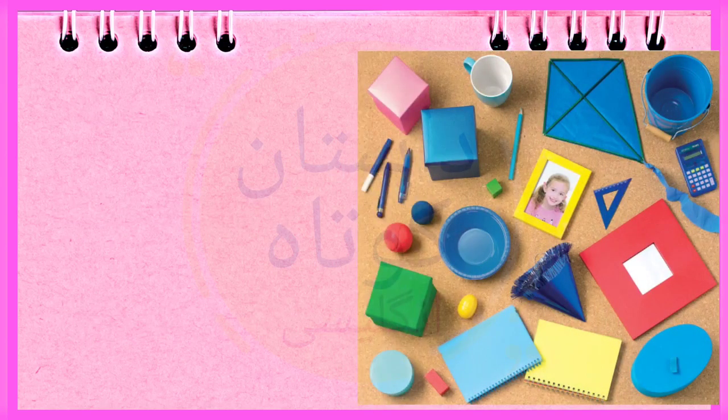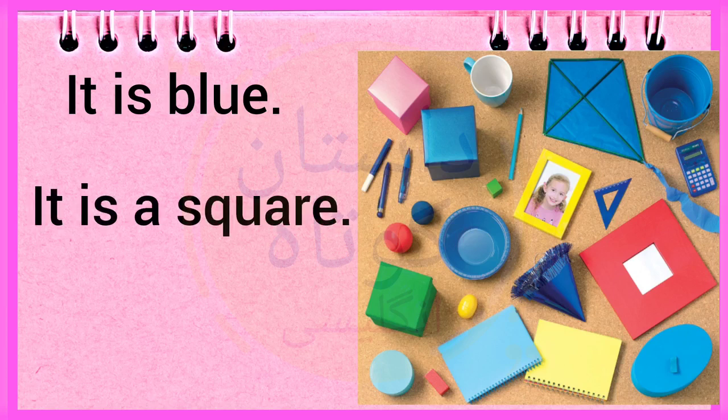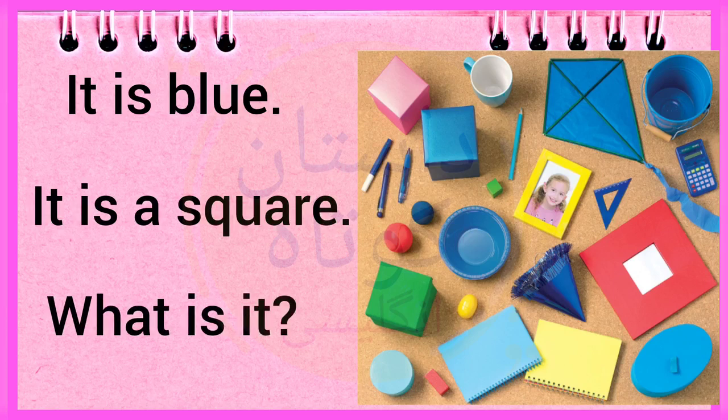خب بریم تصویر بعدی. It is blue. Blue means آبی. آبیه. It is a square. Square یعنی مربع. What is it؟ چیه؟ آفرین، خوب دقت کن. Yes, it is this blue square cube.